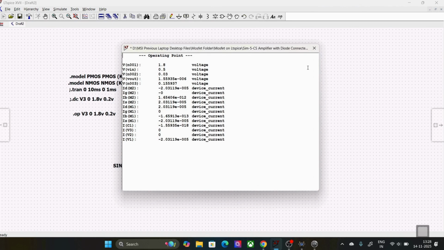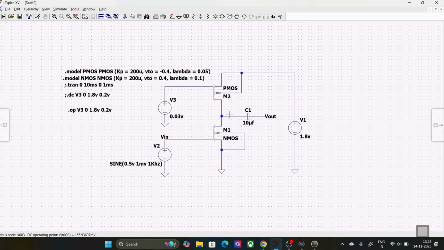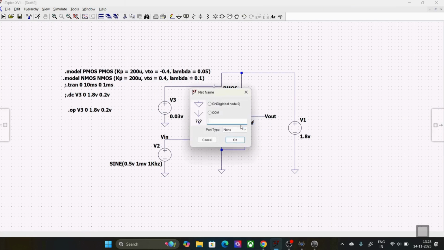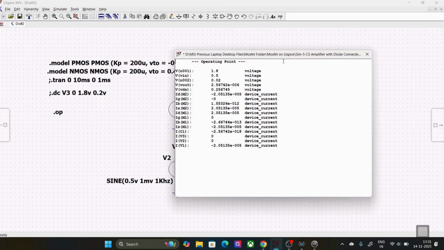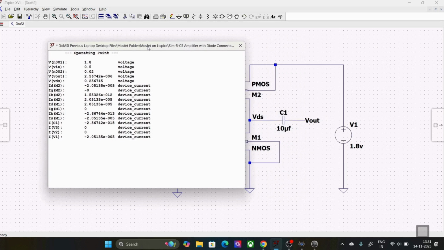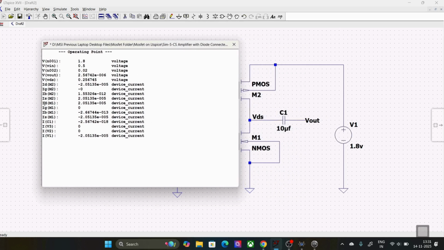Alright, you see you're getting certain values, but before that, let me erase this and give the name of this node as VDS. I'll put it somewhere over here, and let's find the value for VDS. Have a look over here. The drain current which is flowing through the MOSFET is 2.051 times 10 raised to minus 5, so that accounts for 20.51 microamperes.